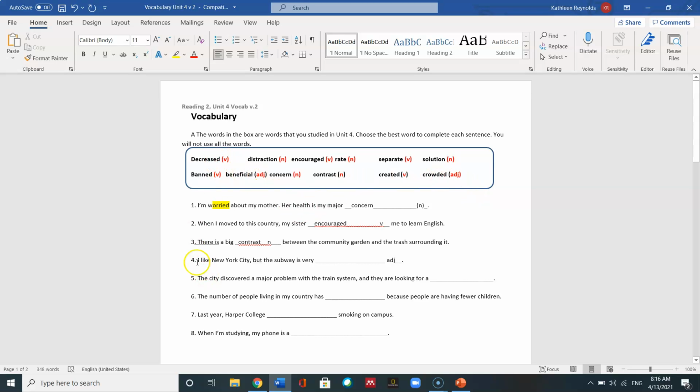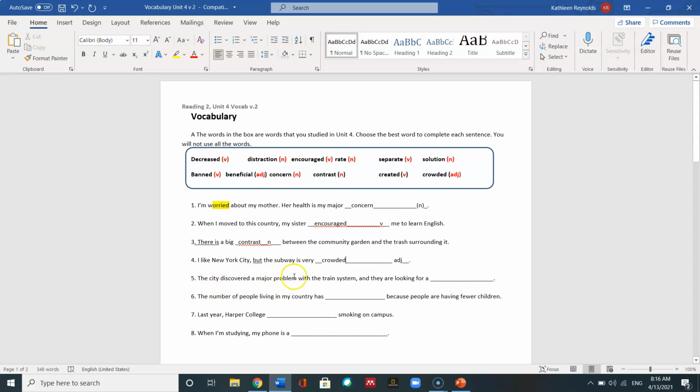Now, beneficial goes with "like," but we want something that's actually something we don't like because we have "but." So we need to show I like it, but the contrast is the subway is very crowded. Okay, I like New York City. The subway is very crowded.